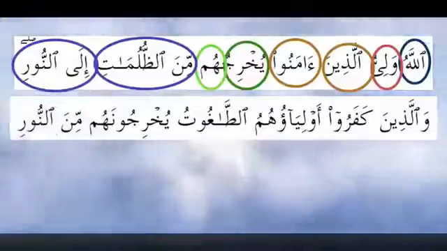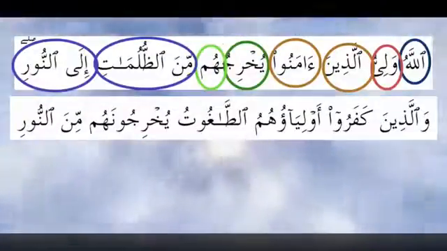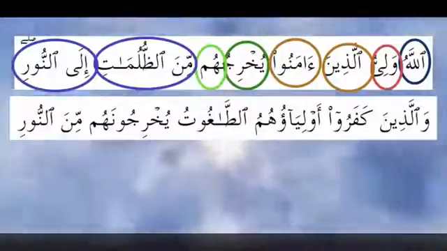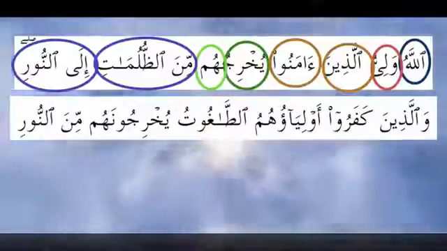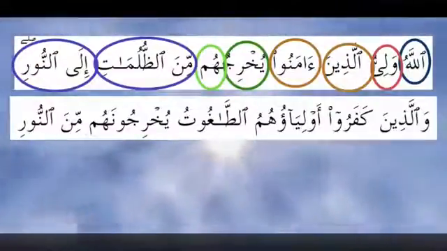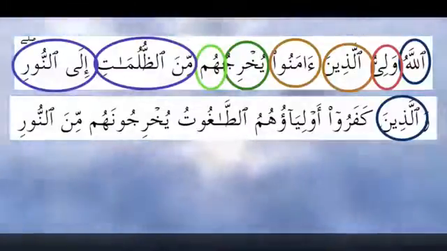Wallazina kafaru awliya'uhum at-taghut yukhrijunahum minan nuri ila zulumat. So if you see again, wow is used to begin a new sentence here. So allazina, what we have here is the beginning of a sentence. It's a mubtada, jumlatul ismiya.